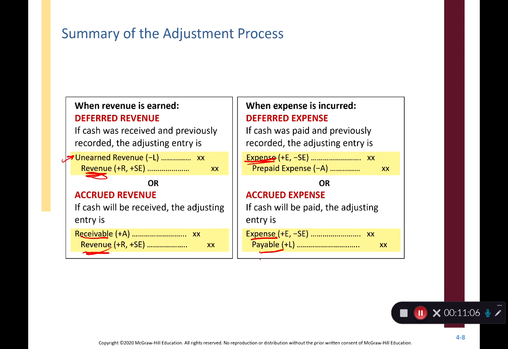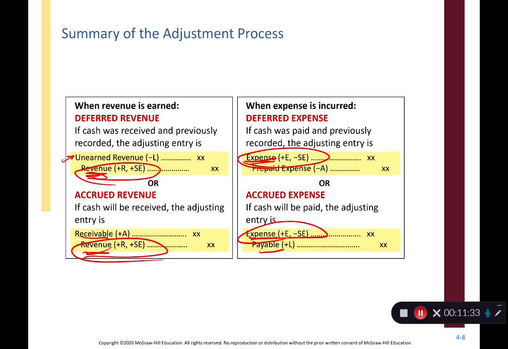So in your brain, as you're going through this, first determine if you have a revenue or expense. If you have a revenue, you're always going to credit revenue to make it go up. If you have an expense, you always debit the expense to make it go up. Because whenever we're dealing with adjustments, revenues and expenses are always going up because we've either earned the revenue or used the expense. As far as what the other account is, logic is your friend.